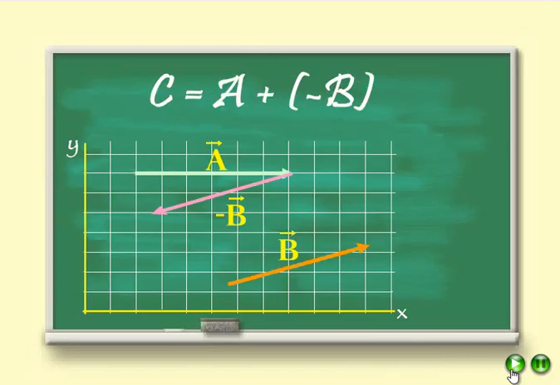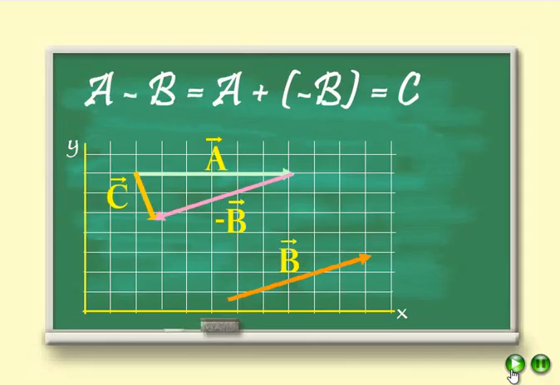Our resultant vector C is equal to vector A plus a negative vector B. So in other words, vector A minus vector B is the same as vector A plus a negative vector B, which equals our resultant vector C.